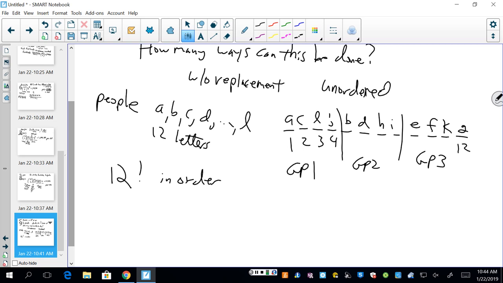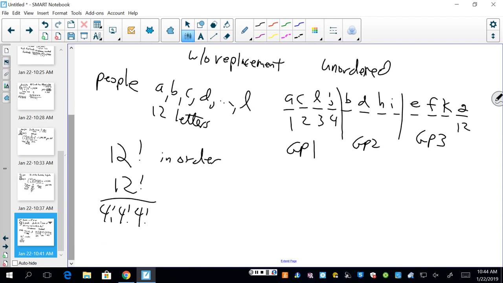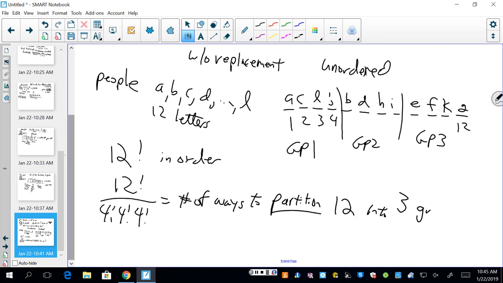But if we don't care about order, we get the same groupings whether we shuffled the orders in here or not. So how many ways are there to reshuffle those 4 people? 4 factorial. There's 4 factorial shufflings of the first group, 4 factorial of the second group, and 4 factorial of the third group. So this is the number of ways to partition 12 into 3 equal-sized groups.